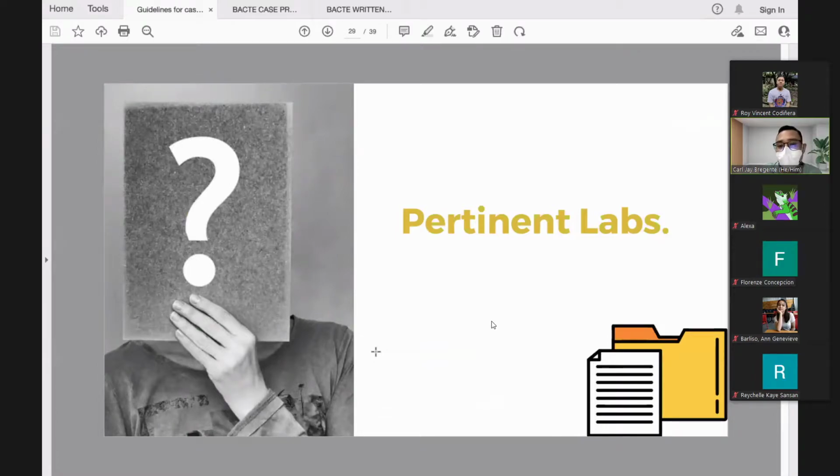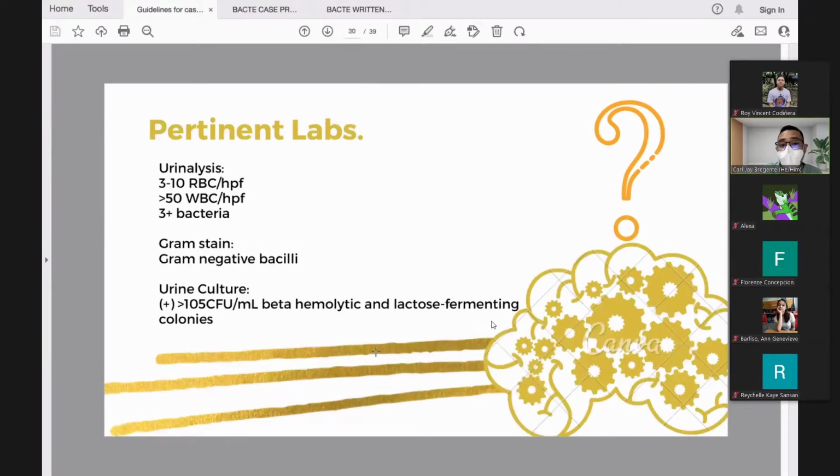So for pertinent labs, you write what are the results of the laboratory tests given. For our patient, we have urinalysis, di ba? In the urinalysis, you have 3 to 10 RBCs. You also have more than 50 WBC and positive 3 bacteria.